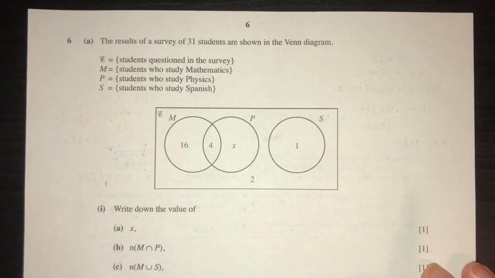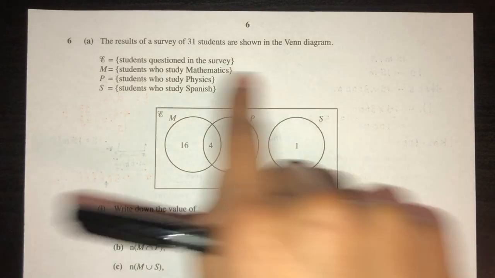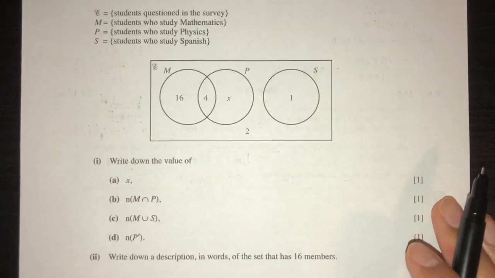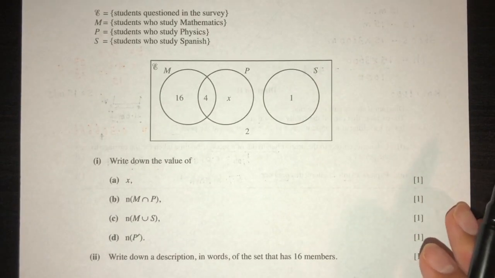Let's move on to question number 6. So here we have what? The results of a survey of 31 students are shown in the Venn diagram. So part 1, we have students in the survey, everything together, right? M is math, P is physics, S is Spanish. Now part 1, we have to write down the value of X.